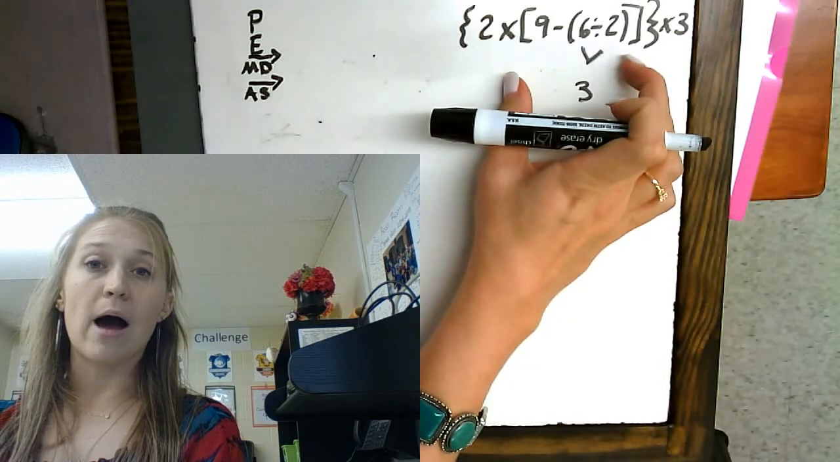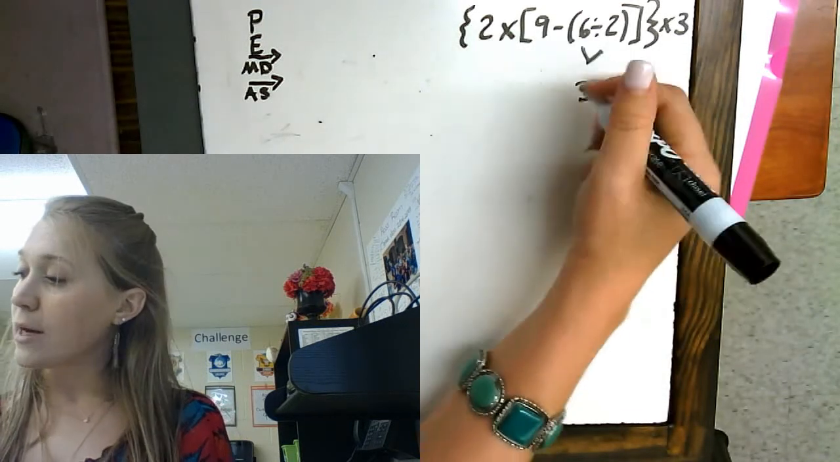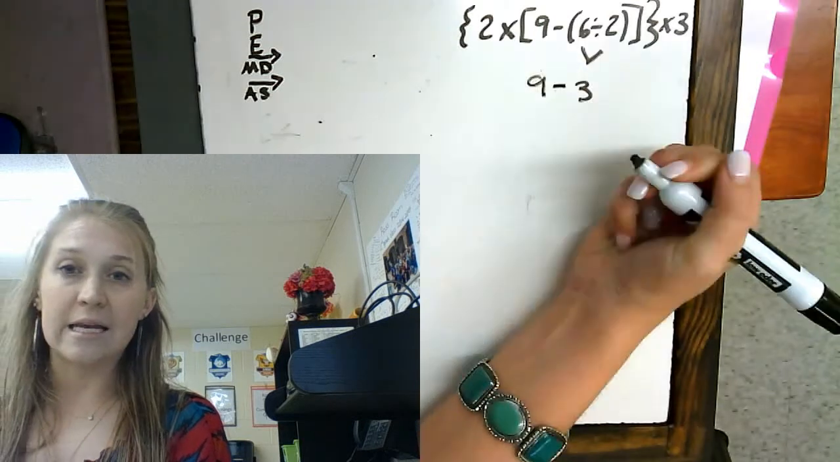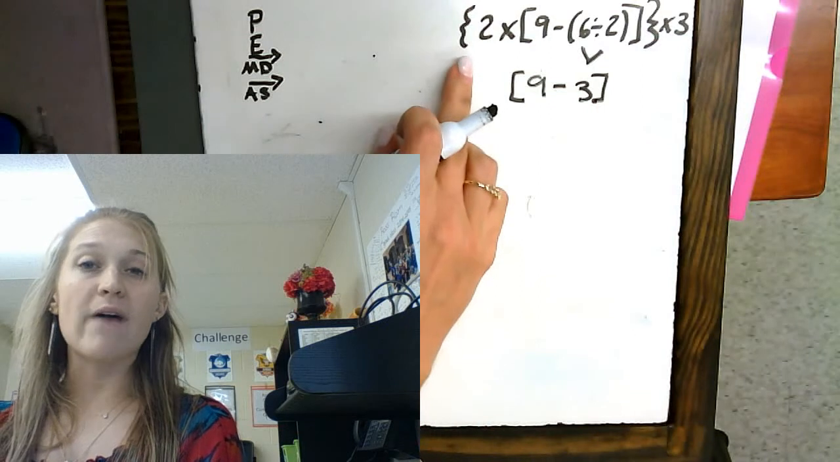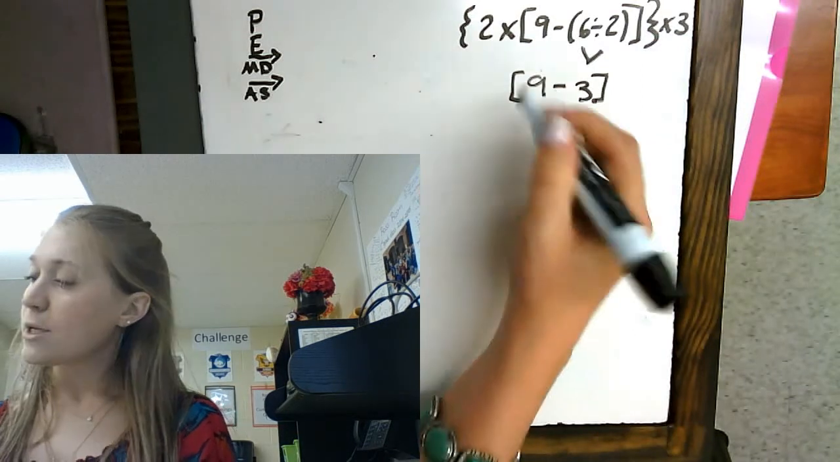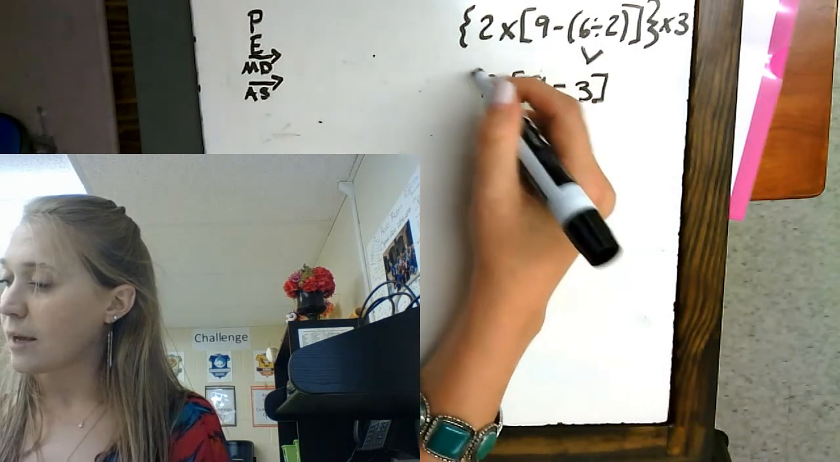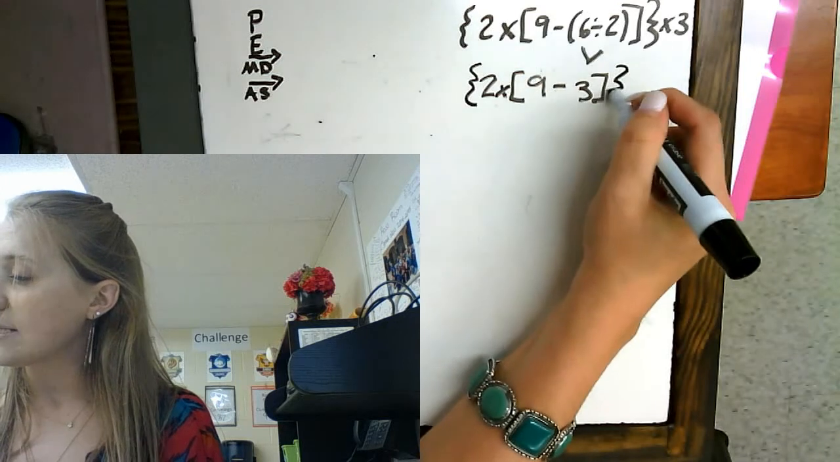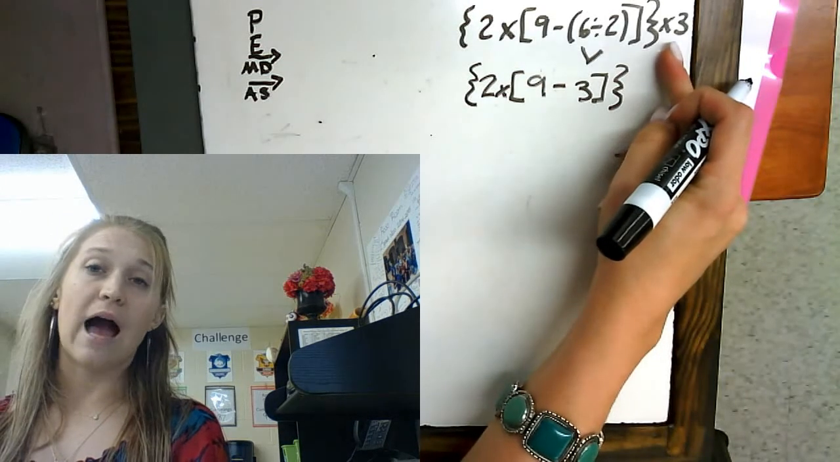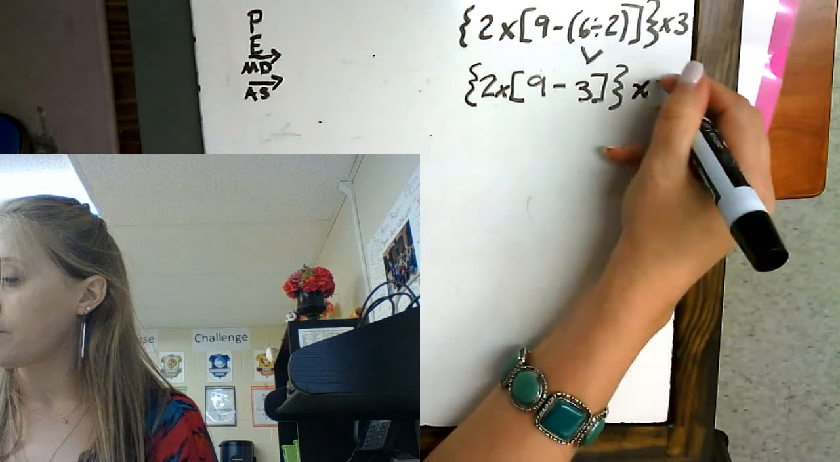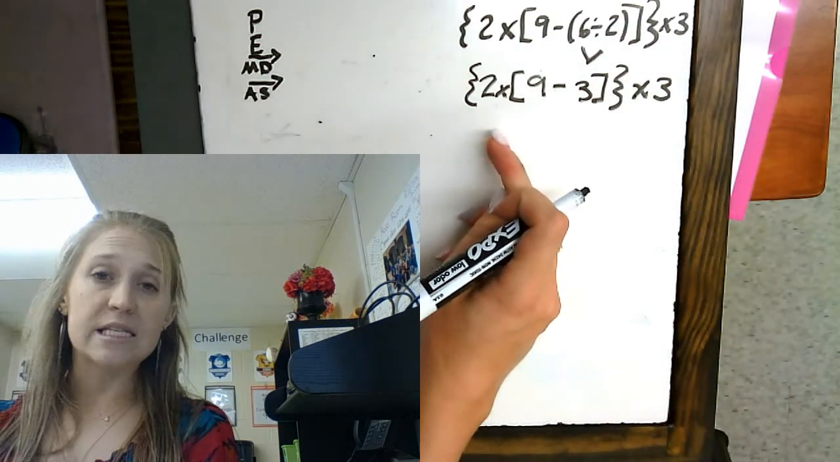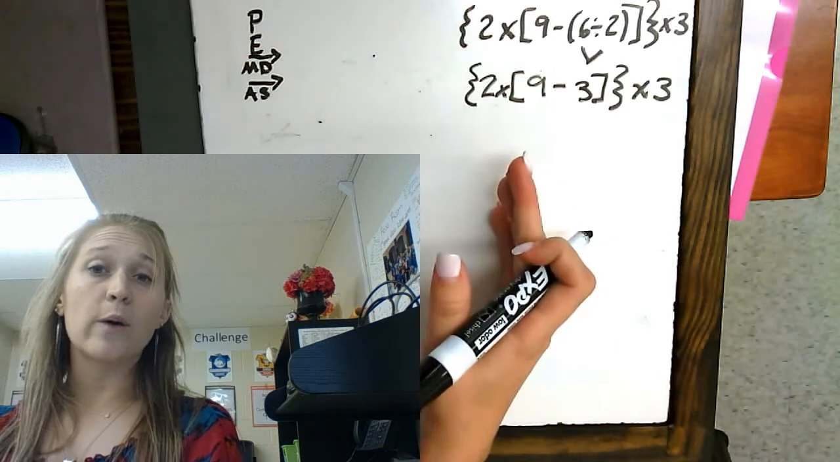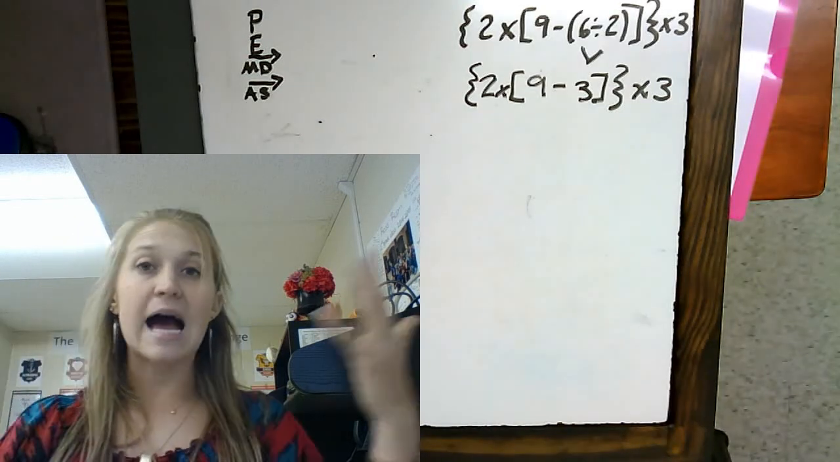Did I solve out my brackets? No. So I need to bring down 9 minus and the brackets. Did I solve out my braces? No. So I need to bring down 2 times and my braces. And then don't forget about your little guy over here, your times 3. All right, am I still working with parentheses? Yes, I still have grouping symbols. So where do I go next? Work from the inside out.